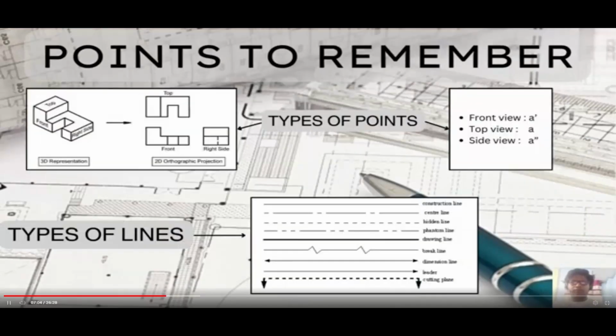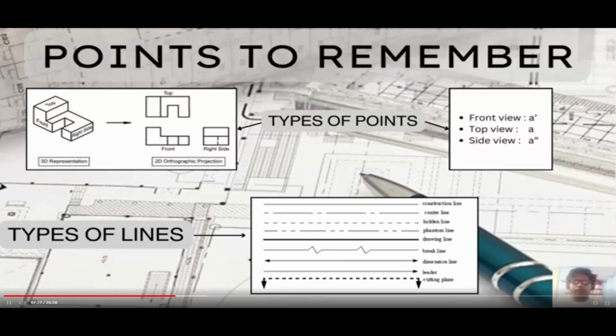Some points to remember. As you can see in the given diagram, we can create 2D orthographic projection of an object such as top view, front view, and side view. Note the front view with the help of a single quotation mark, whereas the top view without any quotation marks and the side view with double quotation marks.